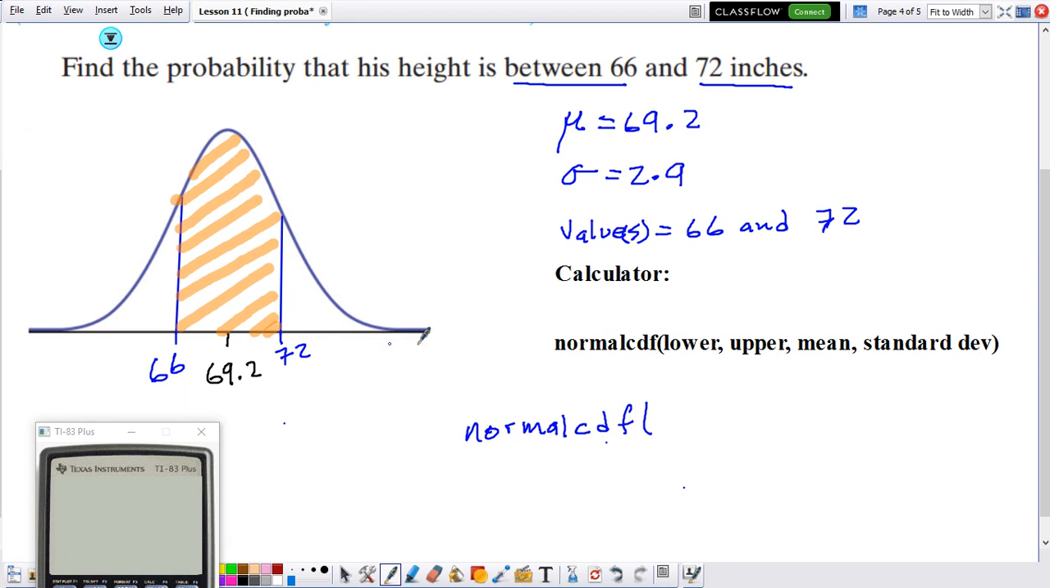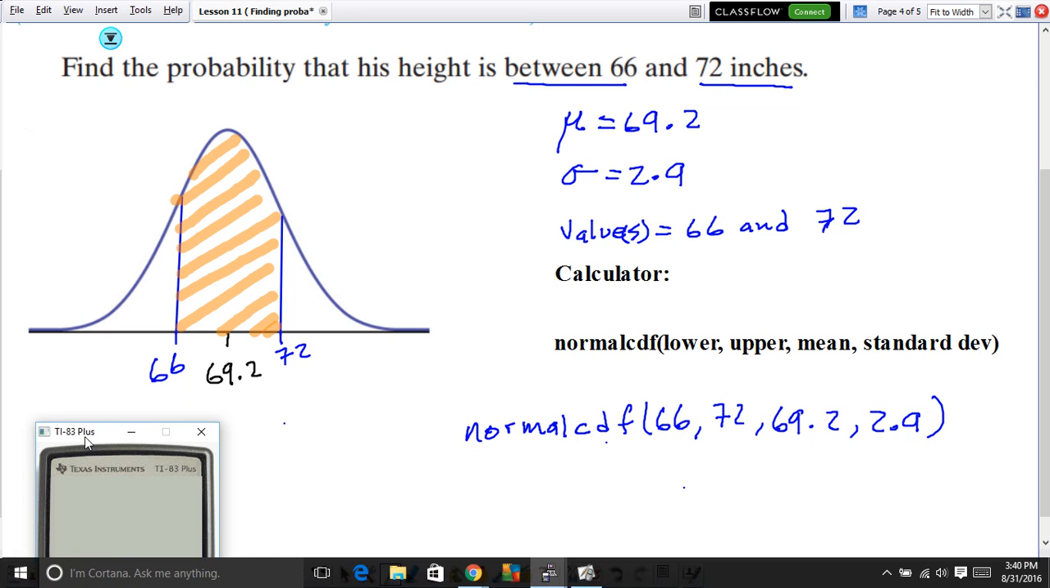Now here, notice that this is the area that we want. So this means that your lower is the lowest point that you're interested in, which in this case, if this is the area that we're interested in, 66 will be your lower bound. And we're going to follow it by the upper bound, where again, if this is the area that I'm interested in, your upper bound is 72. Our mean, we can get it from the problem, 69.2. And our standard deviation, 2.9.